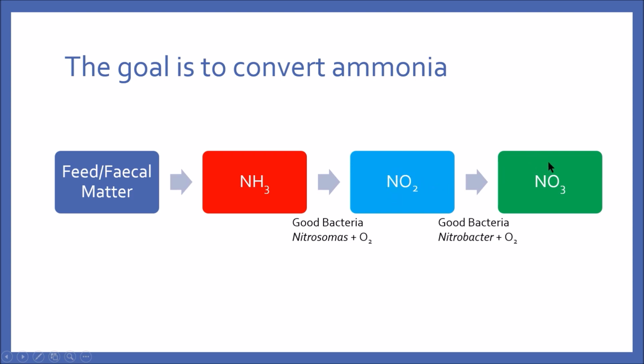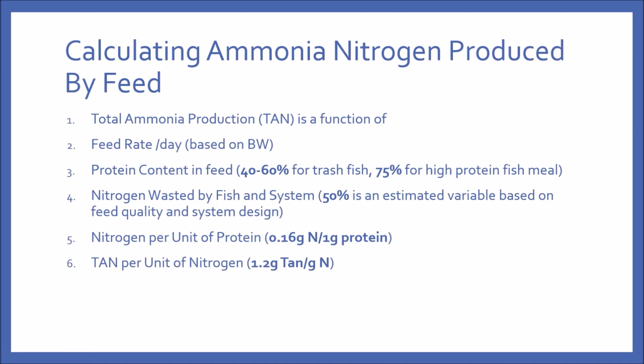Are NO2 and NO3 harmful then? That's a valid question. NO2 and NO3 are known to be less harmful as compared to ammonia. So your goal of nitrifying is to convert ammonia to NO2 and NO2 to NO3 in the fastest time possible. How do you estimate the amount of ammonia that is going to be produced?